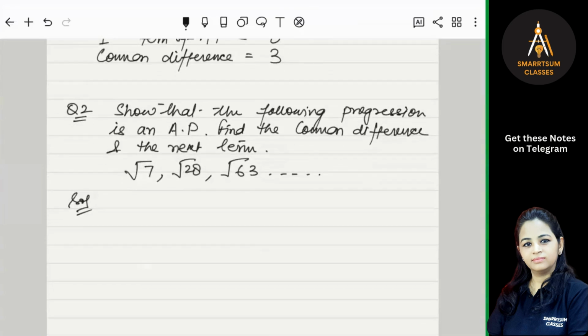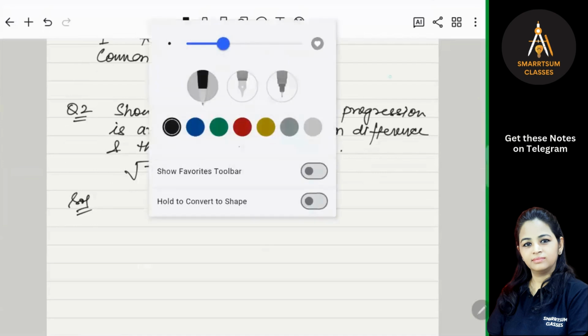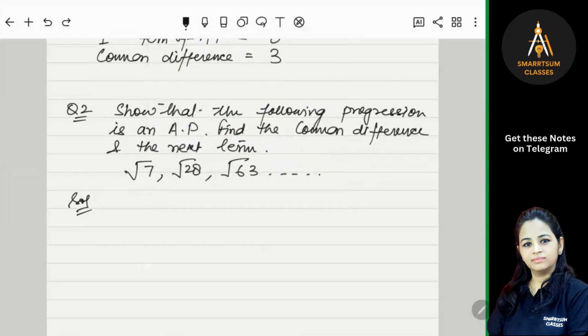So now look at the second question, question number 2. Show that the following progression is an AP. Find the common difference and the next term, right? So here, as you can see, the sequence is given. This is a sequence, root 7, root 28, root 63, right? So we have to show that this is an AP, arithmetic progression, by finding the common difference, which would be a constant. And then we have to find the next one in the sequence. Okay. So how to do this?